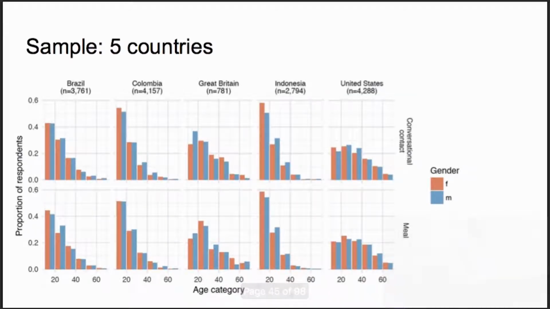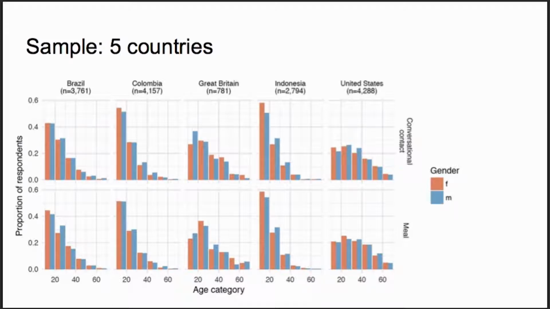Okay, and so this is what the respondents look like. The survey was administered in Brazil, Colombia, Great Britain, Indonesia, and the United States. On the top row here, we have the number of people who responded to the conversational contact definition, and on the bottom row, we have the people who responded to the meal definition. The orange bars are females, and the blue bars are males.